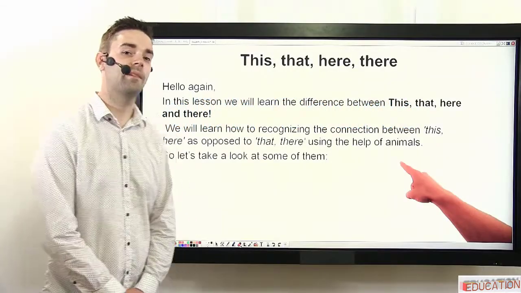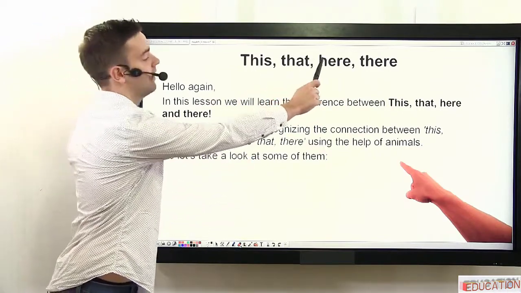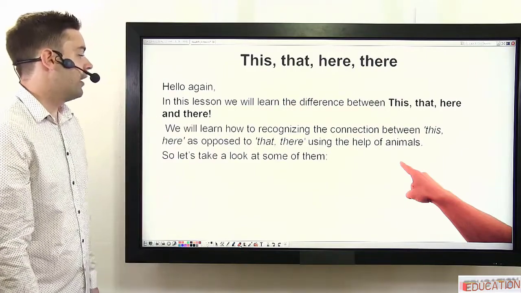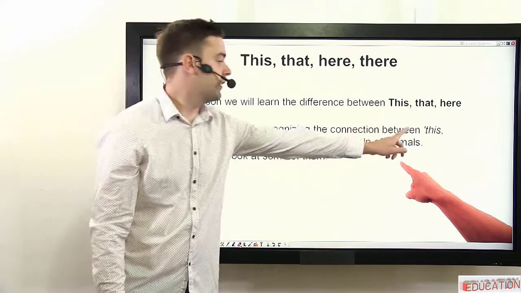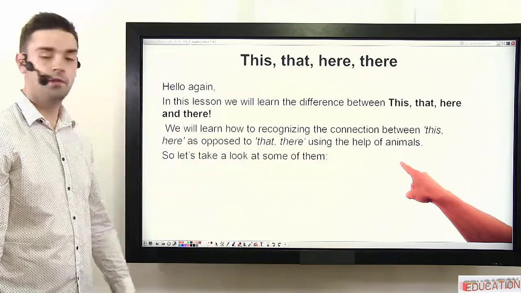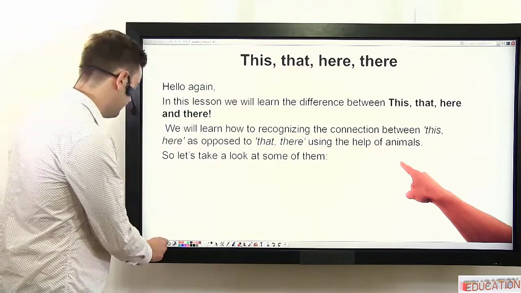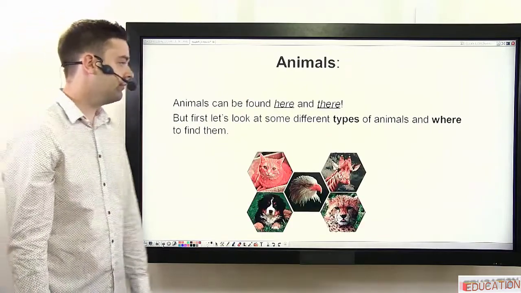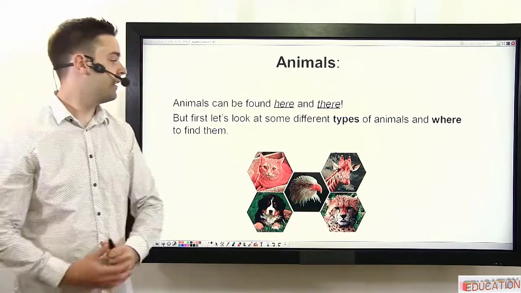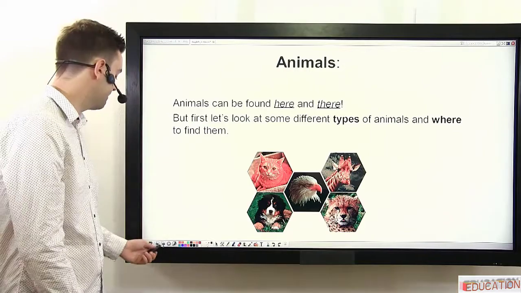Hello and welcome back. Today in this lesson we will be looking at this, that, here and there. We will also learn how to recognize the connection between this here as opposed to that there using the help of animals. Animals can be found here and there. But first, let's have a look at some of the different types of animals and where we can find them.